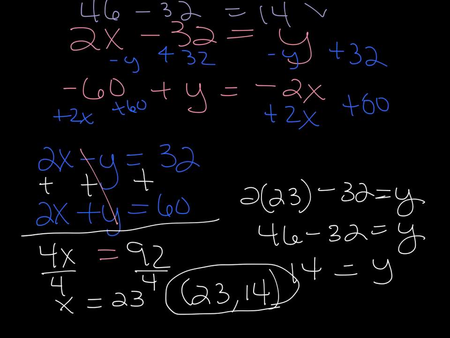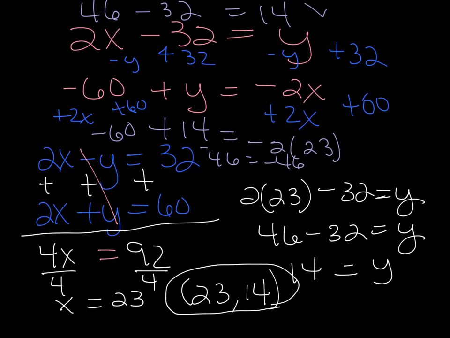Alright, if I take the answer and I plug it in the original bottom equation, that would be negative 60 plus 14. Does that equal negative 2 times 23? Well, negative 60 plus 14 is negative 46, and negative 2 times 23 is negative 46. So I know my answer checks out. So I know I am correct on my final answer. Okay?